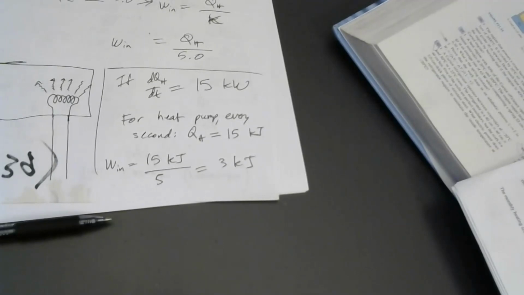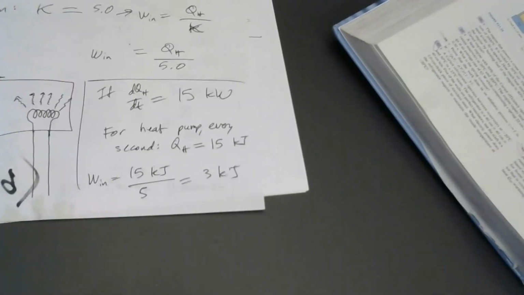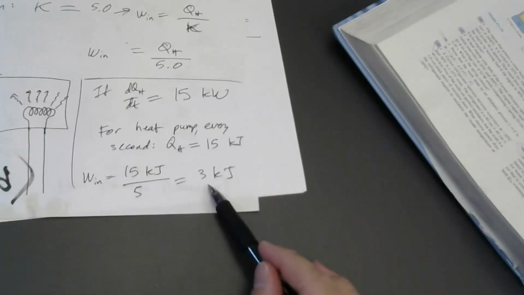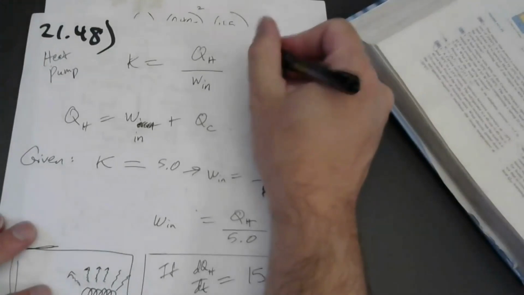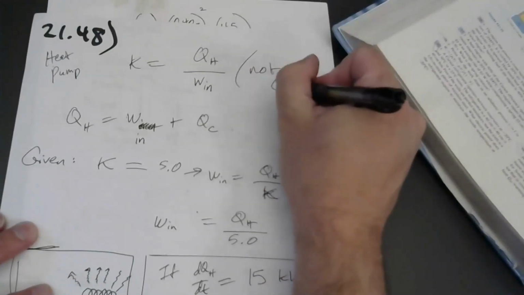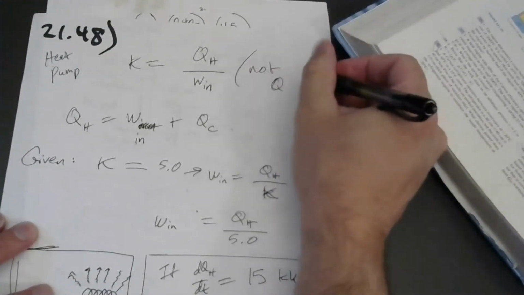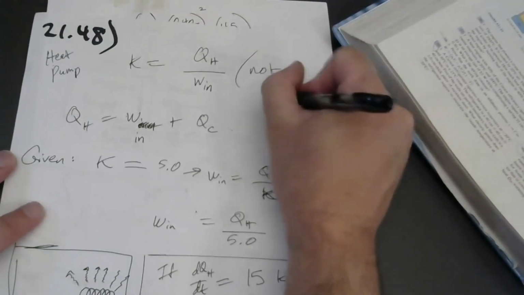And this is where your solutions manual goofed up. They found that you'd only have to use 2.5 kilojoules. And that is because they used the wrong definition for the coefficient of performance. They went with the one that would be appropriate for a refrigerator, where the purpose is to keep the cold reservoir cold.